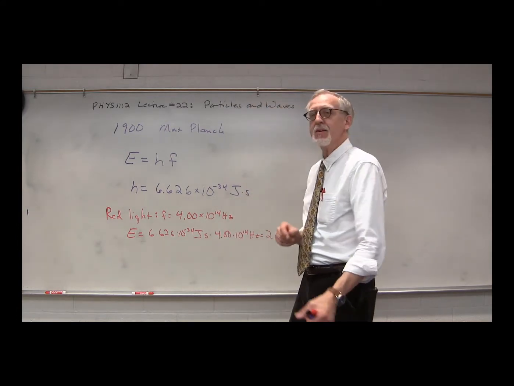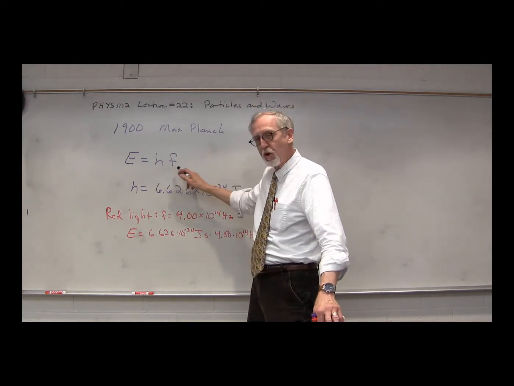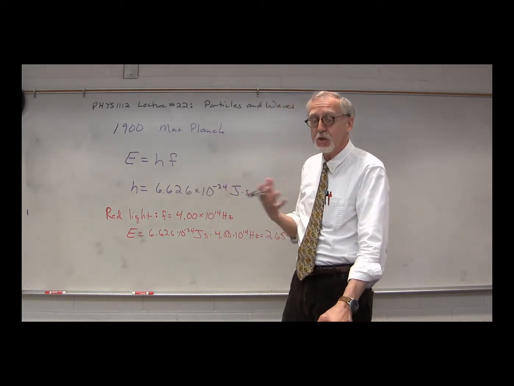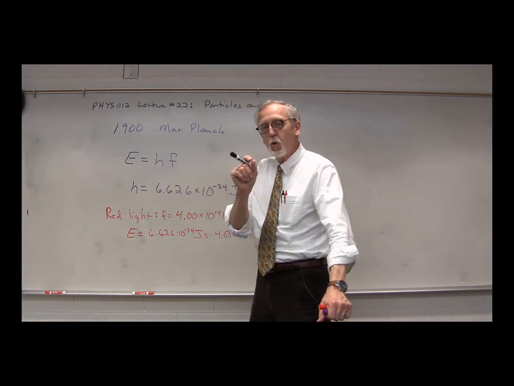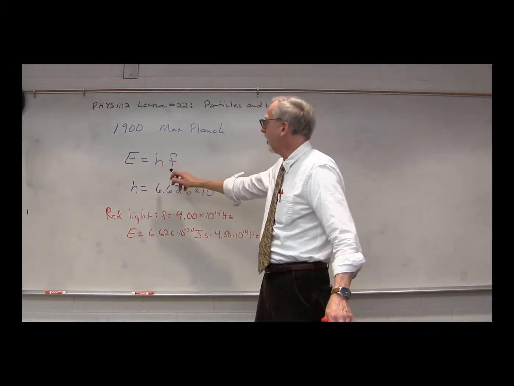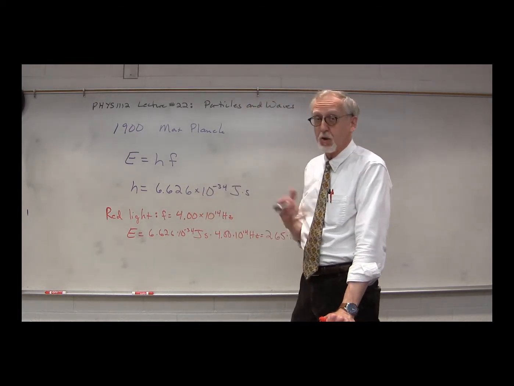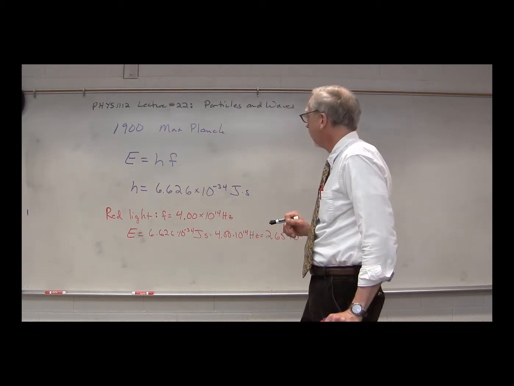And one quantum of a particular frequency of light had an energy that was proportional to the frequency with a constant of proportionality called h, which we now call Planck's constant. So the energy of one quantum of light was equal to hf, and h has a value of 6.626 times 10 to the minus 34 joule seconds.